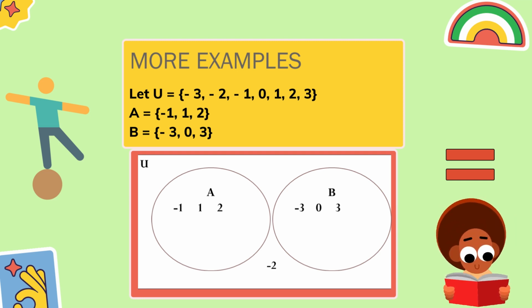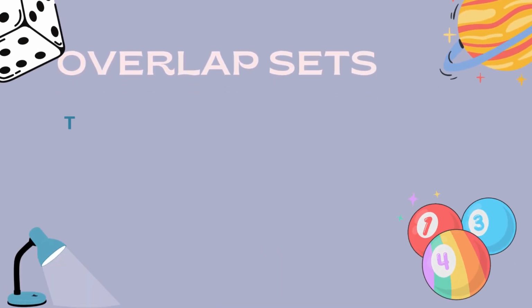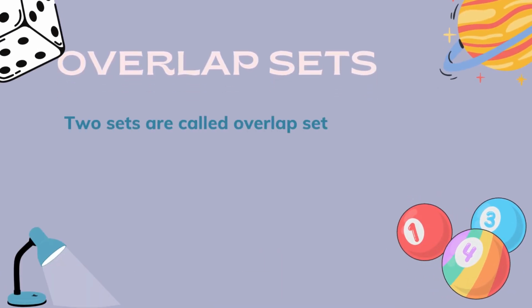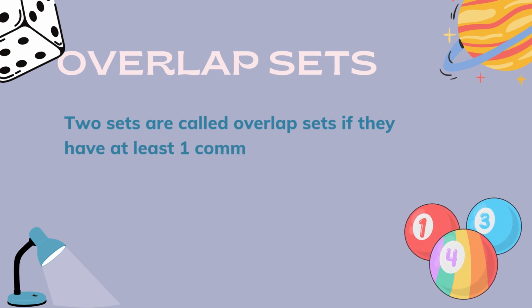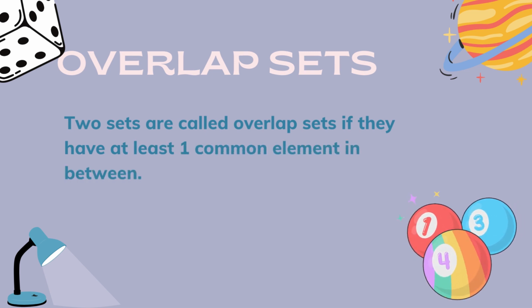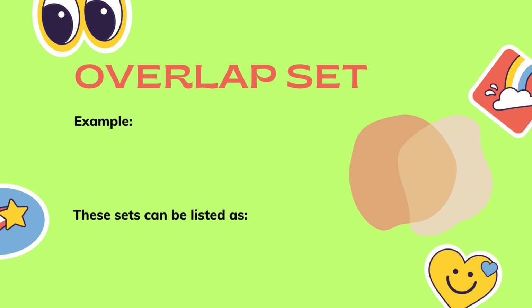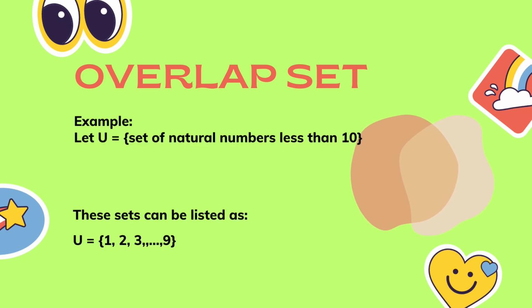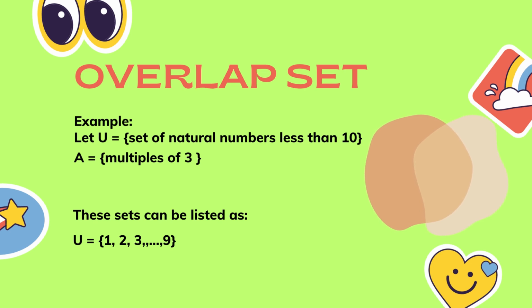Now, moving on to overlapping sets, these are sets that have at least one common element between them. Let's have a look at an example. Universal set is a set of natural numbers less than 10. So the elements are listed from 1 till 9. Set A being multiples of 3, so the elements naturally become 3, 6, and 9. Set B being prime numbers to 9 has the elements 2, 3, 5, and 7.